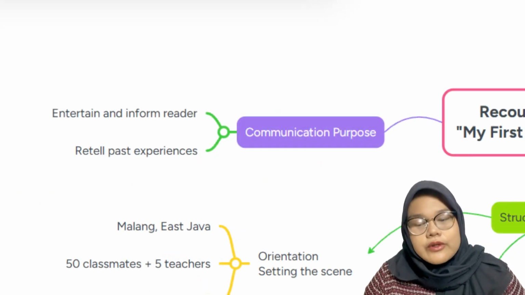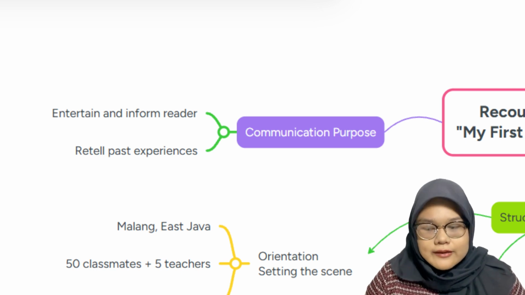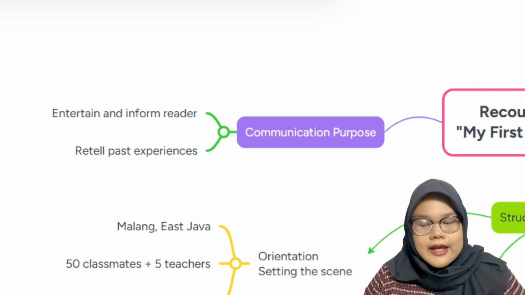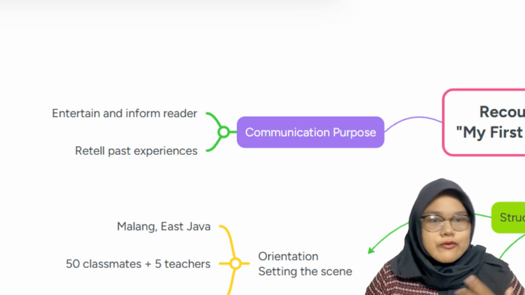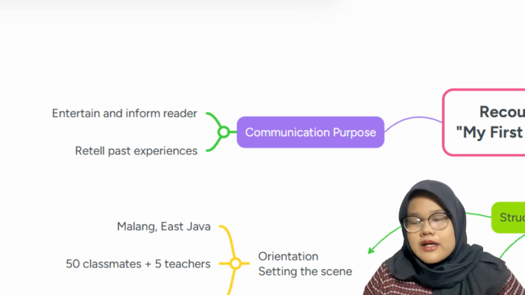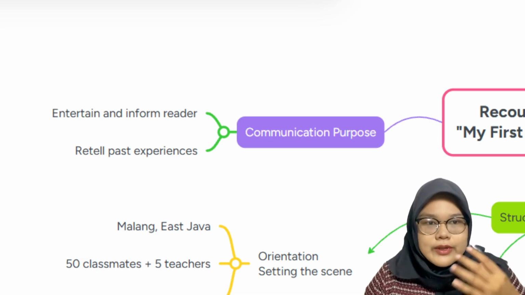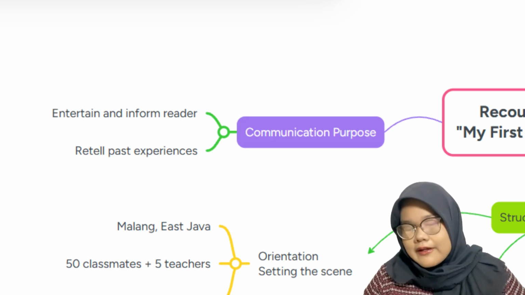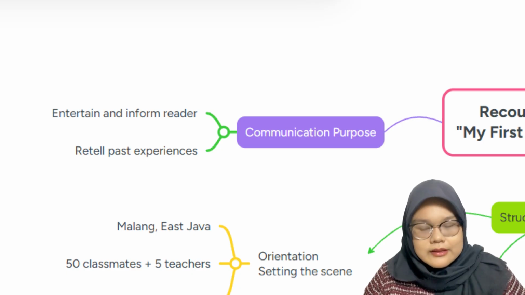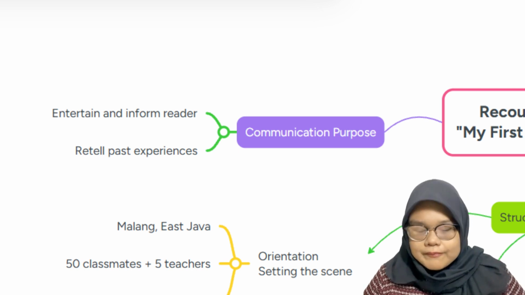We will start with the communicative purpose of the recount text. The first is to entertain and inform the reader, and the second one is to retell past experiences. So if we combine these two together, the communicative purpose of the recount text is to entertain and inform the reader about past experiences that happened in the writer's life. Okay, it can be entertaining or it can be informative.